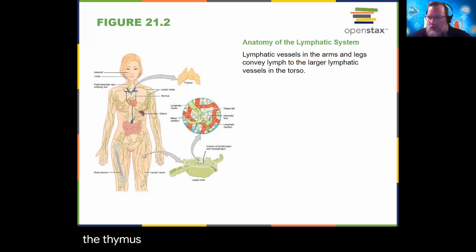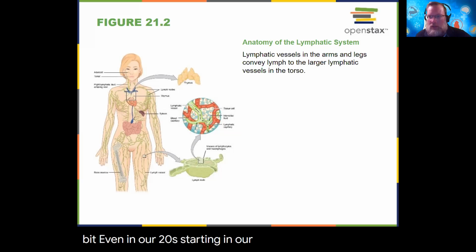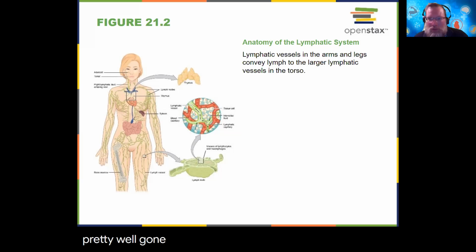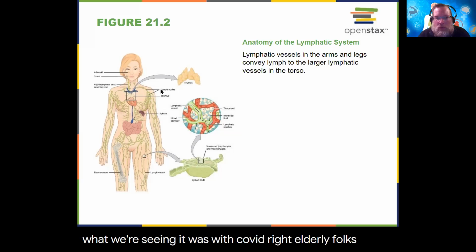The thymus starts to shrink a little bit and deteriorate a little bit, even in our 20s, starting in our 20s, 30s, 40s, and so on. By the time we're elderly, you can imagine the thymus is pretty well gone. It's pretty well shriveled up. So elderly folks, among other reasons, are immunocompromised oftentimes, right? They just can't seem to kick colds quite like they once did, or, well, we're seeing it with COVID, right? Elderly folks more susceptible.